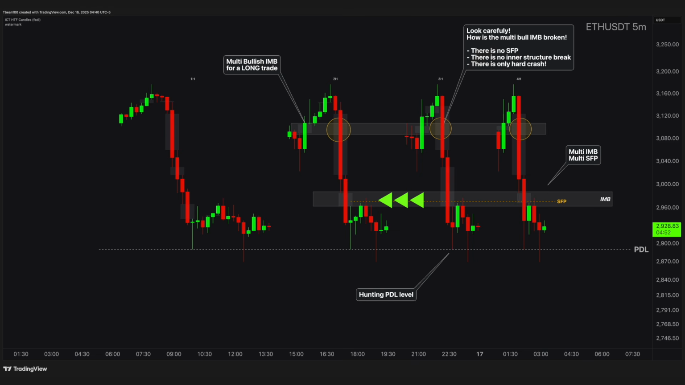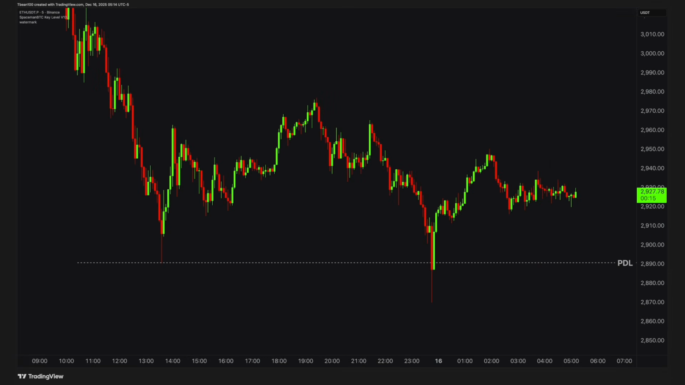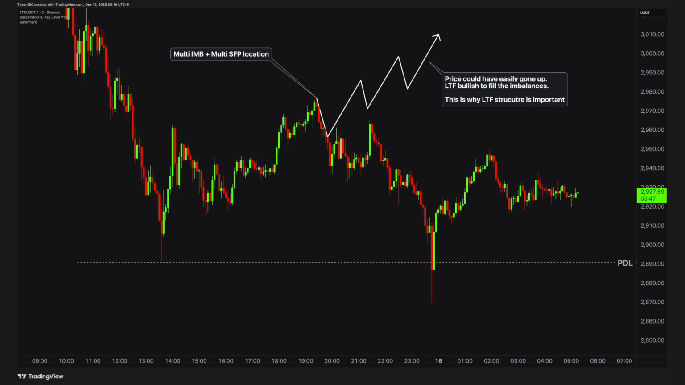Now let's drop back down to the lower time frames and take a look at our short trade idea. So, if you remember, with this multi-imbalance and multi-swing failure pattern area, what happens here? Let's break this down for a second. For example, price could have easily continued moving higher and kept its bullish inner structure intact. This is exactly why checking lower time frame structure is sometimes very important. But instead, what happened here is we got a clear inner structure break and price crashed down toward the PDL, the previous day's low.